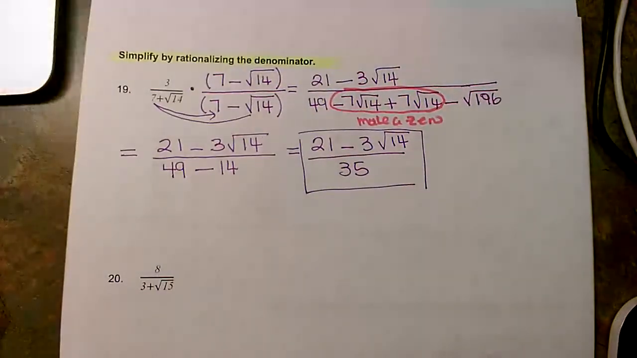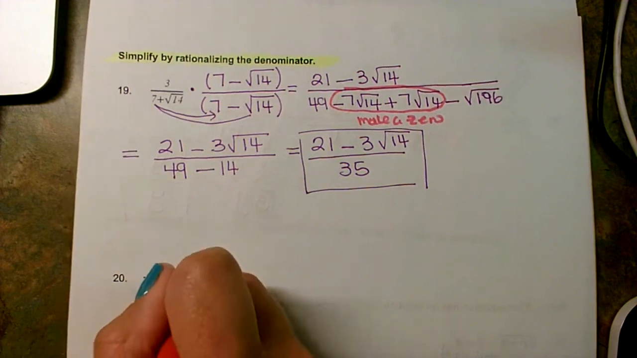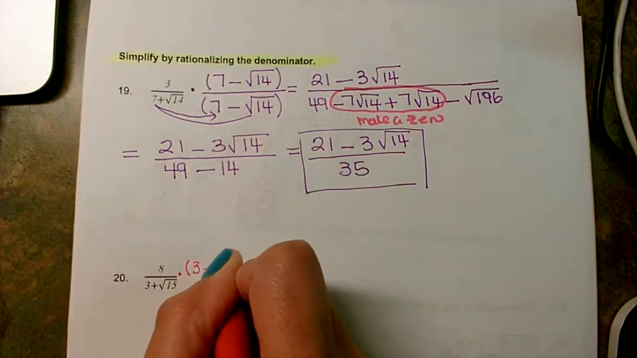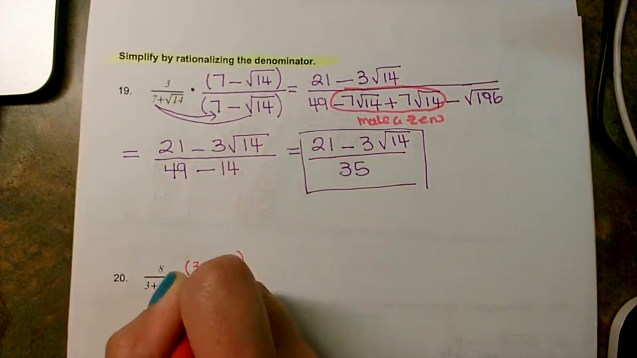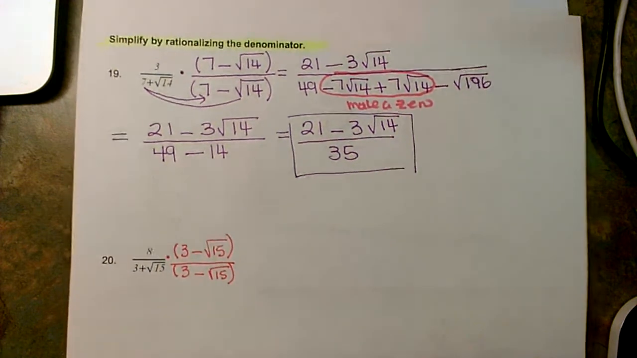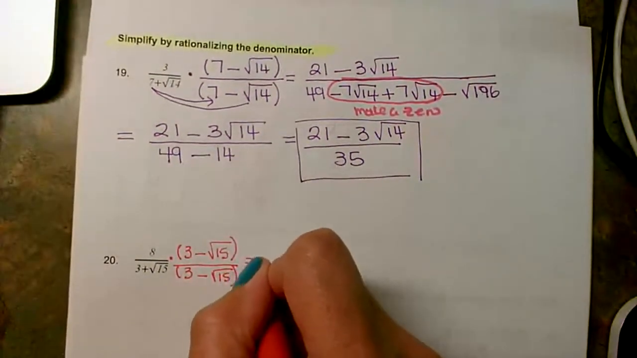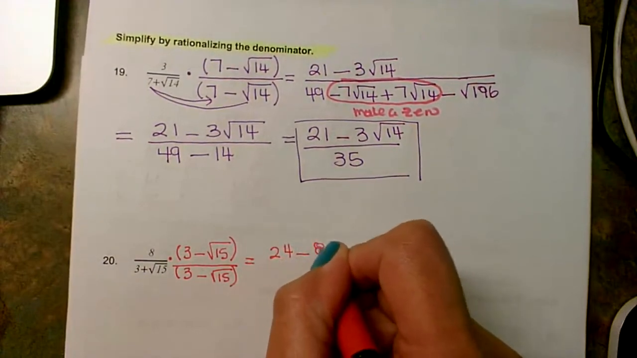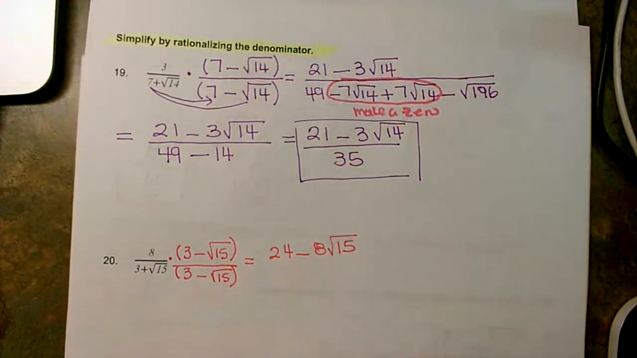Let's do 20. For 20, we need to rationalize the denominator, which means that we are multiplying by the conjugate, which is 3 minus the square root of 15. Okay, so let's distribute this. We get 8 times 3 will be 24 minus 8 square root of 15.